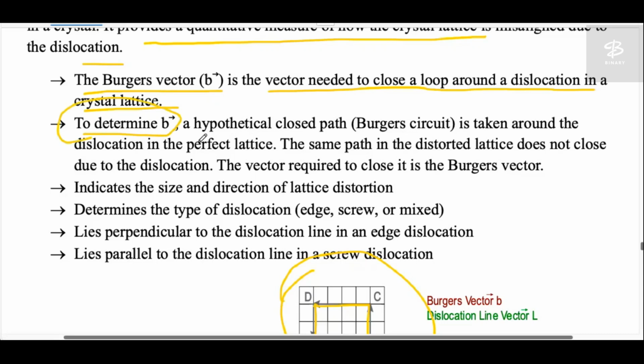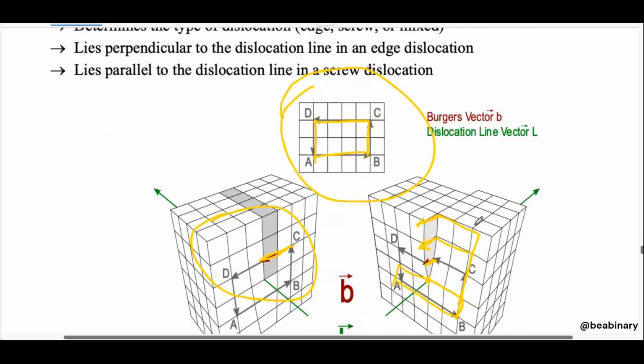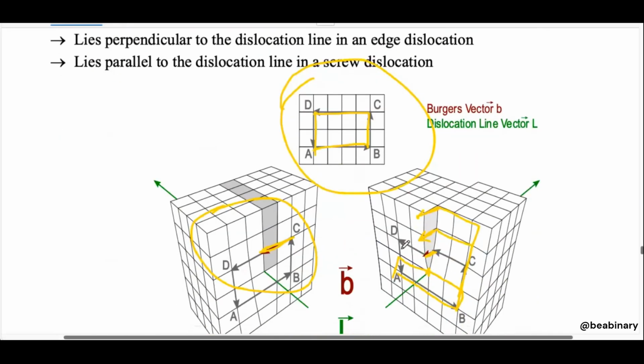A hypothetical closed path, the Burgers circuit, is taken around the dislocation in the perfect lattice. The same path in the distorted lattice does not close due to the dislocation. The vector required to close it is the Burgers vector. As I have already told you, you have to follow the same way as earlier, and if something is not closing the loop, then we need to close the loop, and that closing vector is the Burgers vector.